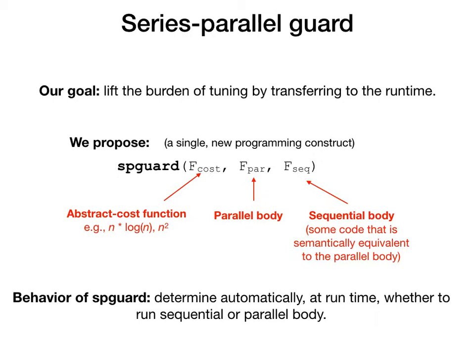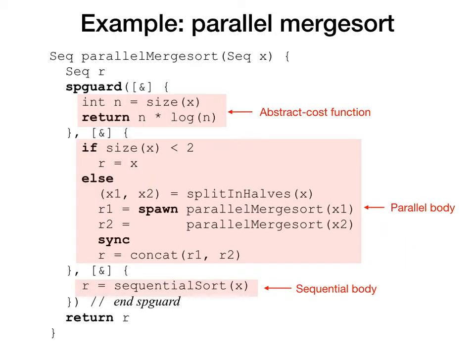And there's also an abstract cost function, or just cost function. So when it's called, the cost function returns some abstract measure that represents the running time of the sequential body. Here's a pretty accurate sketch of what we'd write to get a parallel merge sort with automatic granularity control. Our parallel merge sort function takes in a sequence X and returns a sorted sequence R. And its cost function reports n log n, where n is the size of the input sequence.